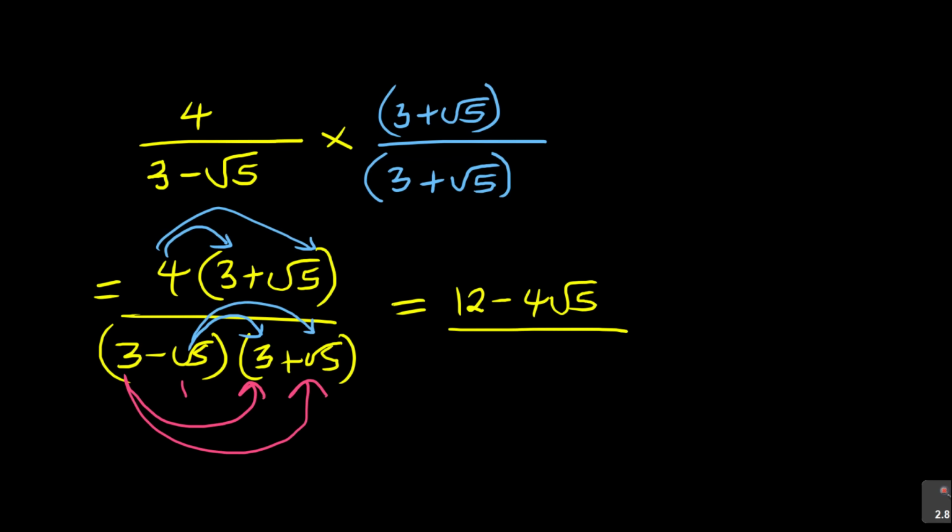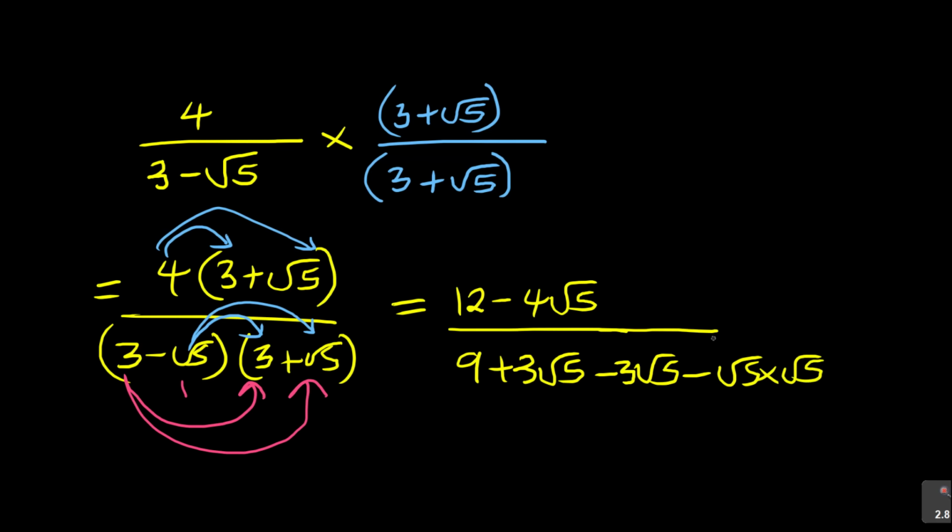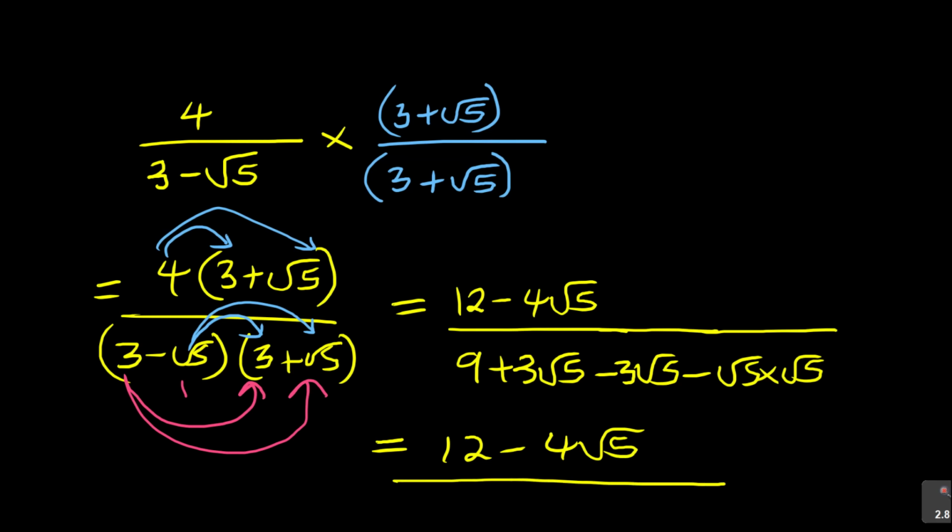It's a difference of two squares. In a way, if you know it, you can avoid the other steps. But 3 times 3 is 9. 3 times that, which is plus 3 square root of 5. And then minus square root of 5 times 3, which is minus 3 square root of 5. You need to know this part. And then minus square root of 5 times square root of 5. I wrote this one intentionally, so we have 12 minus 4 square root of 5 all over.